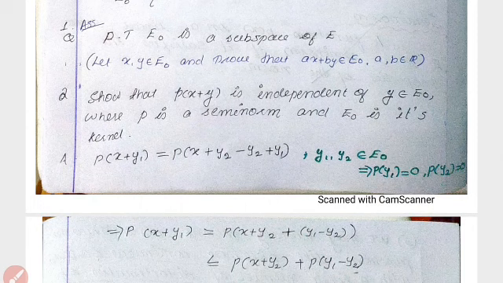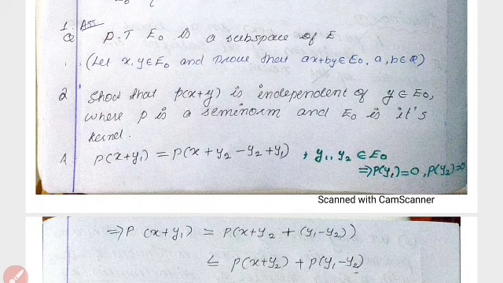P of x plus y is independent of y belongs to E naught means if we are considering any values of E naught, it is the same. That is, if we consider y1, y2, y3, y4 from E naught, then P of x plus y1 equals P of x plus y2 equals P of x plus y3 equals P of x plus y4. That is, if we are varying any y belongs to E naught, P of x plus y will be the same. That is what is meant by P of x plus y is independent of y belongs to E naught.